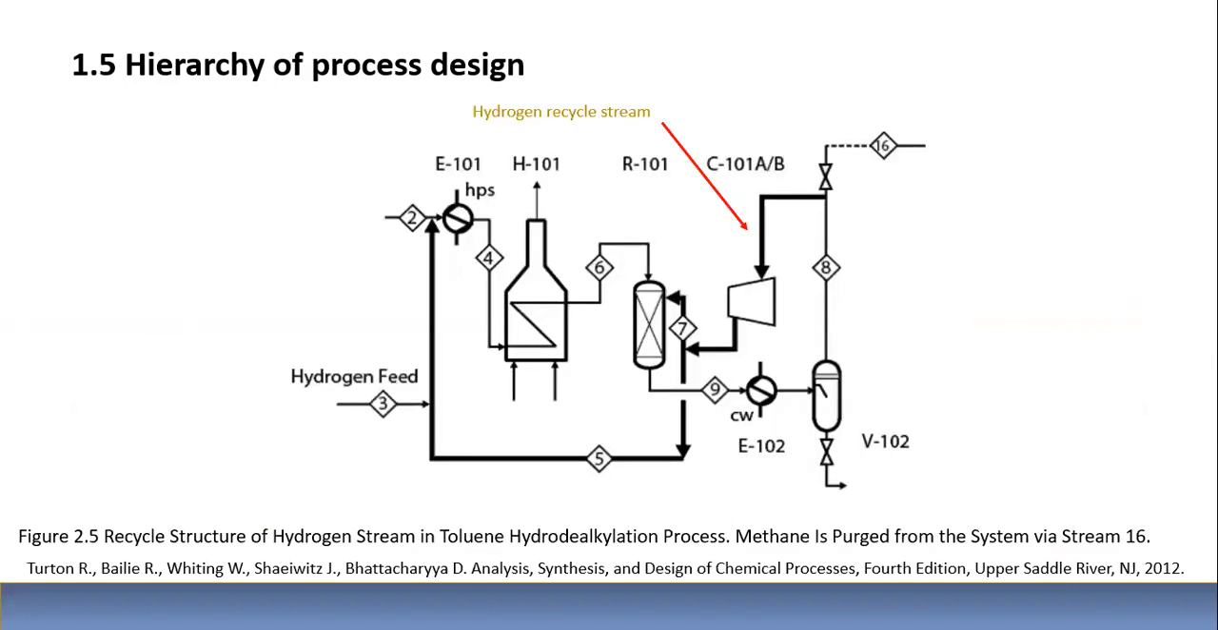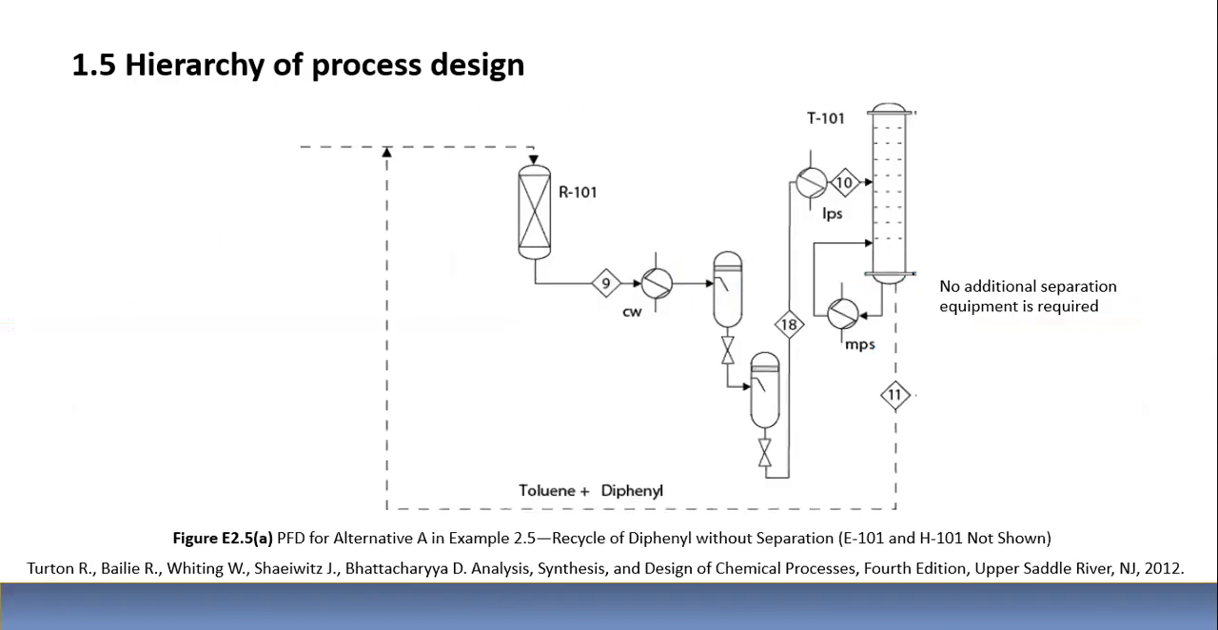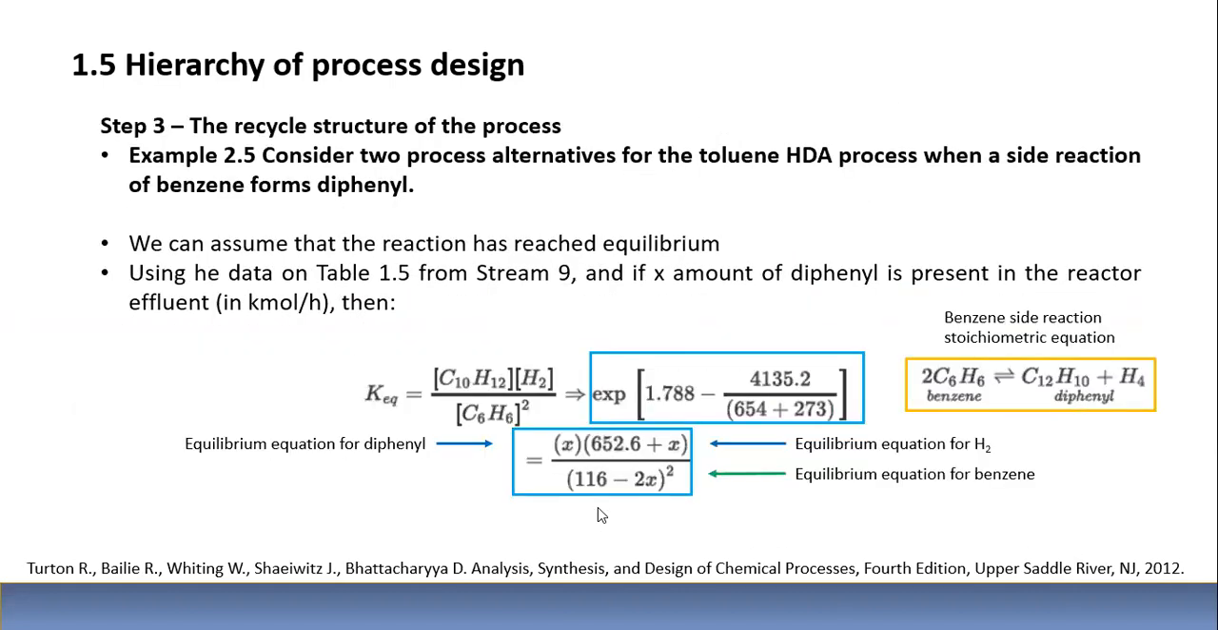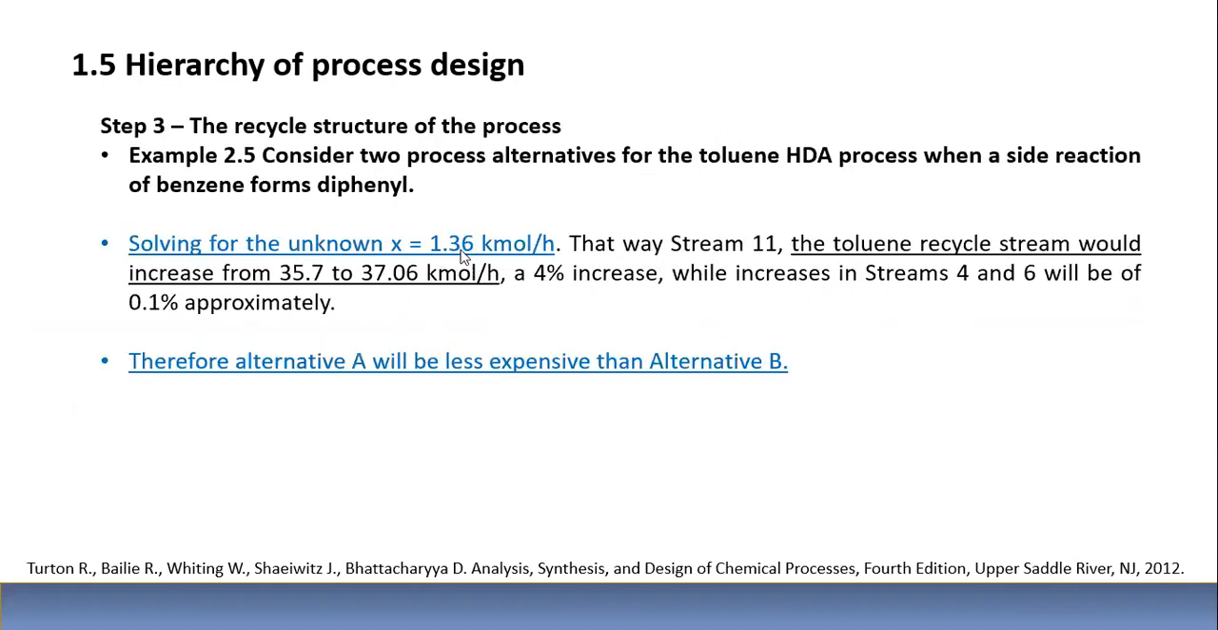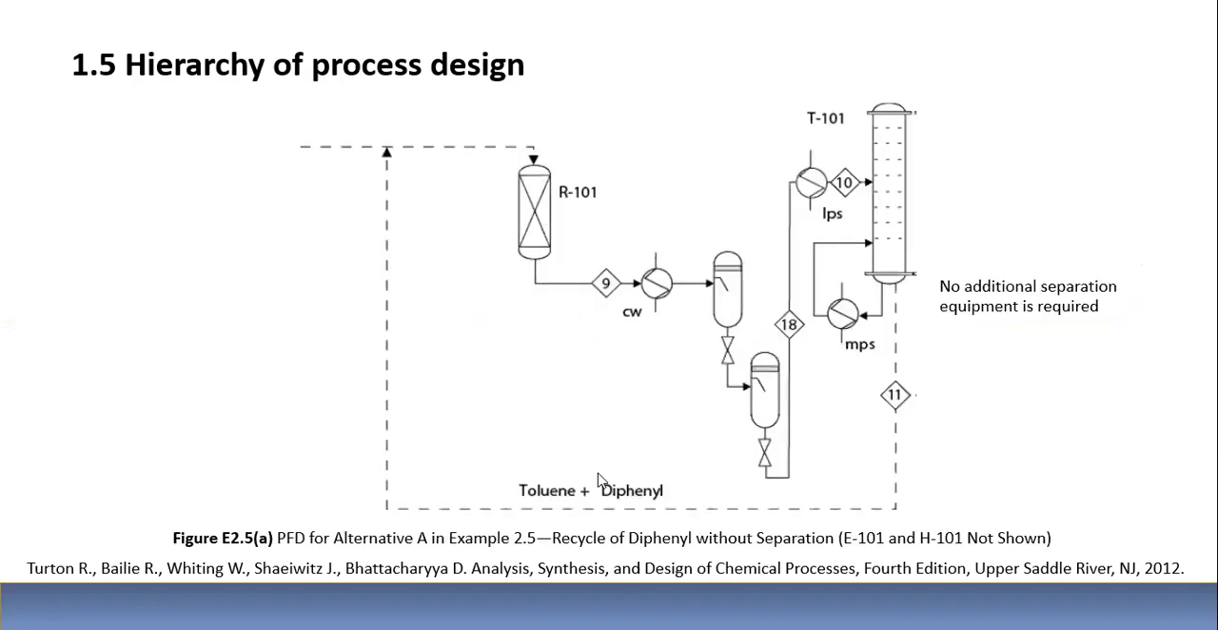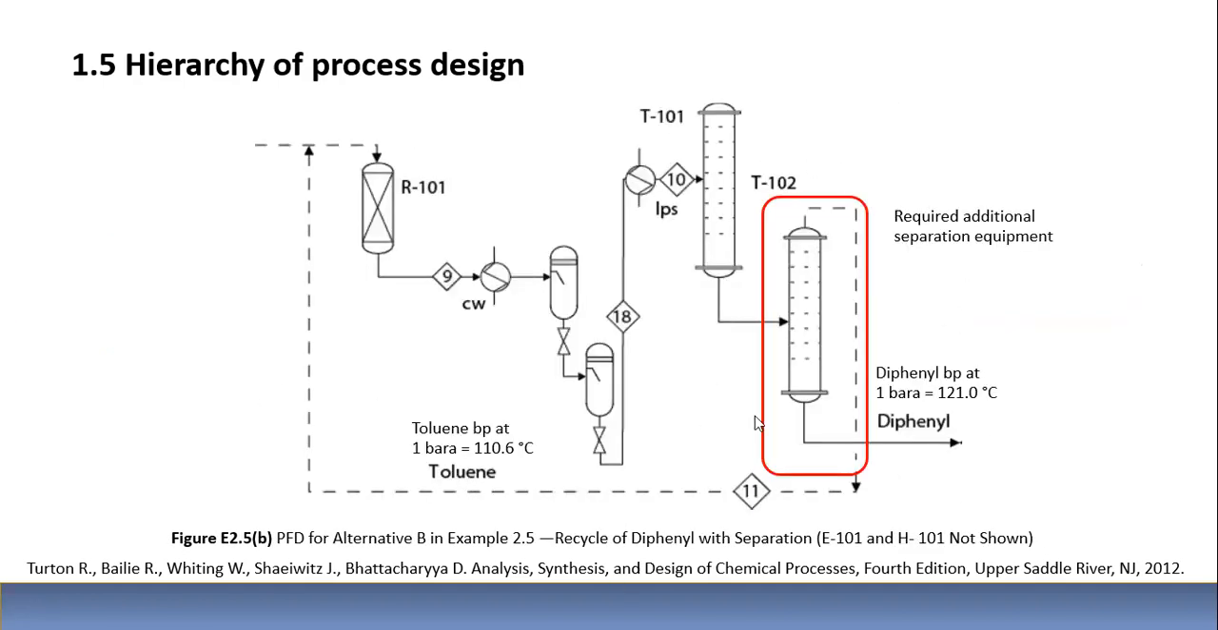So if you're checking here, this was one of the alternatives since we have 34.6 kilomoles per hour of toluene. And according to this example, 1.4 kilomoles per hour of diphenyl is coming with stream 11. The total is 37, which is very small. So it will be less expensive just to leave this process as it is, and not modify the process to include another tower, because the amount of diphenyl is not very high. And these would all be very expensive to install.